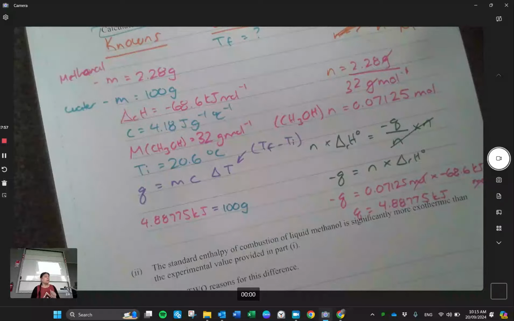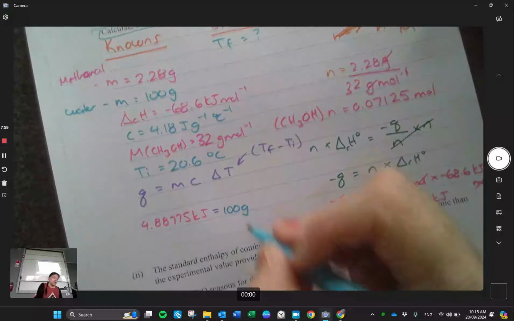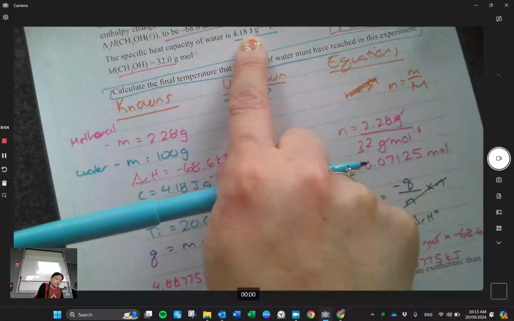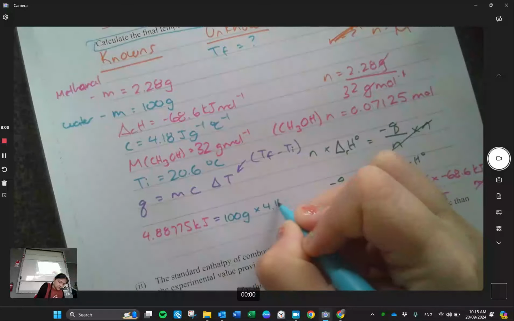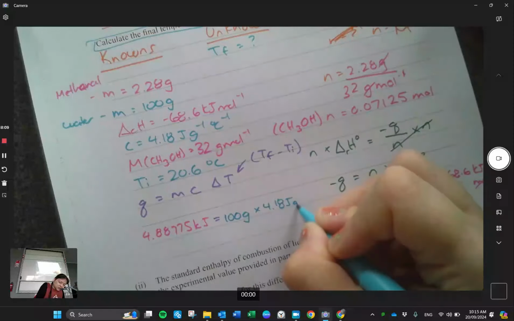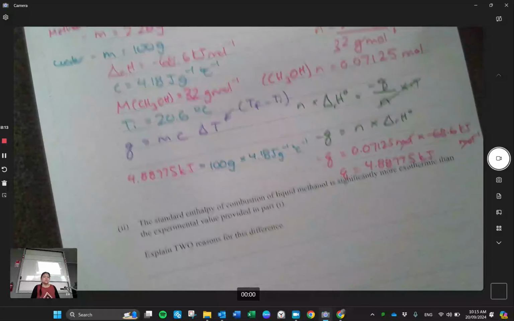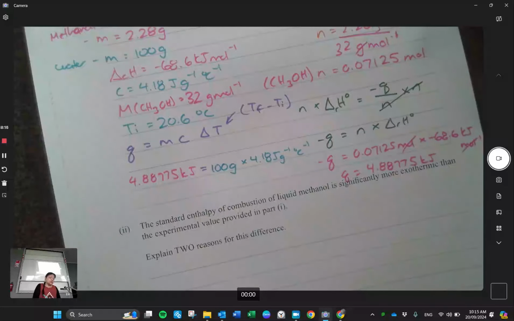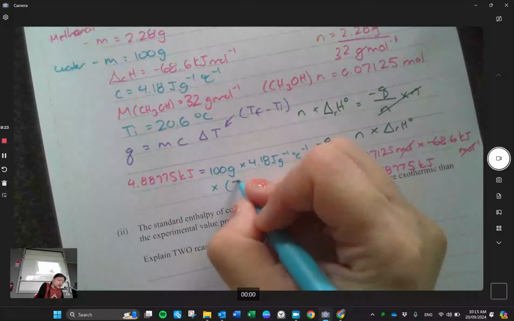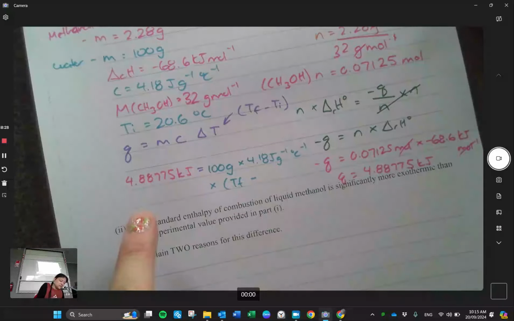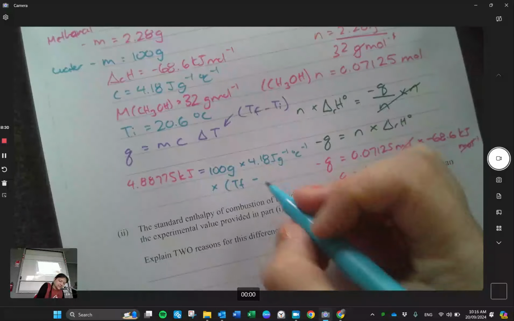Are we okay with how I made that decision? All right. Then I'm multiplying it by the heat capacity of water. So the heat capacity of water is 4.18, and that's in joules per gram per degree Celsius. All right. And then I'm running out of space, so just be mindful we are still multiplying. In this case, we are multiplying by the change in temperature. The change in temperature, my final value is what's unknown, and I'm subtracting away my initial value. My initial value is 20.6.